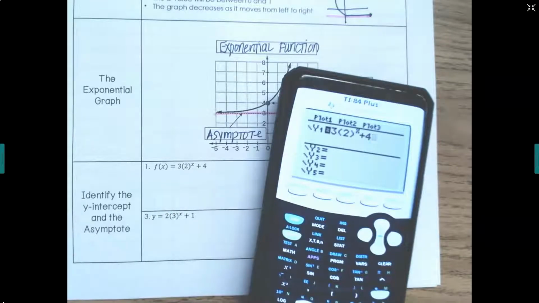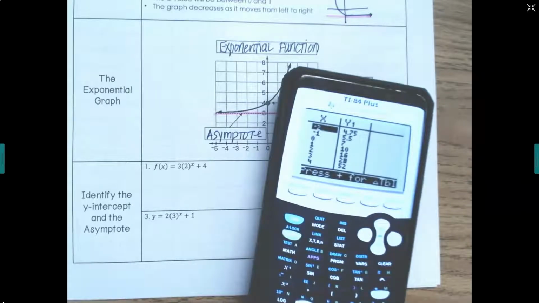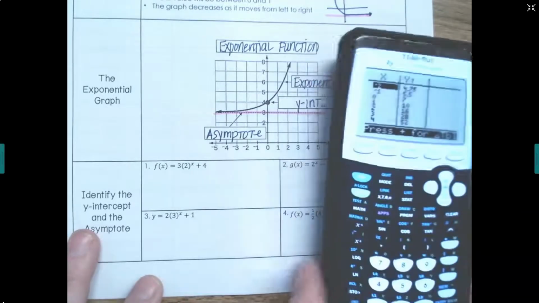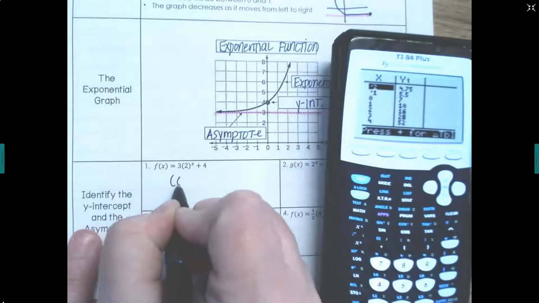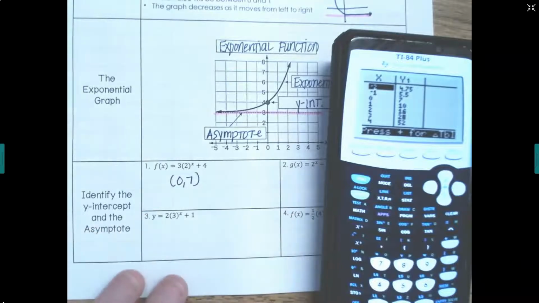And we're going to identify the y-intercept and the asymptote. So let's go look at our table of values. In our table of values, your y-intercept is always where x is 0. So our y-intercept in this case is (0, 7).